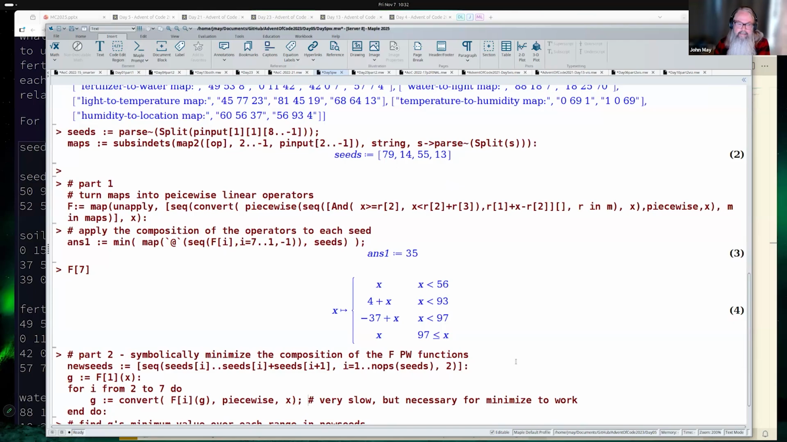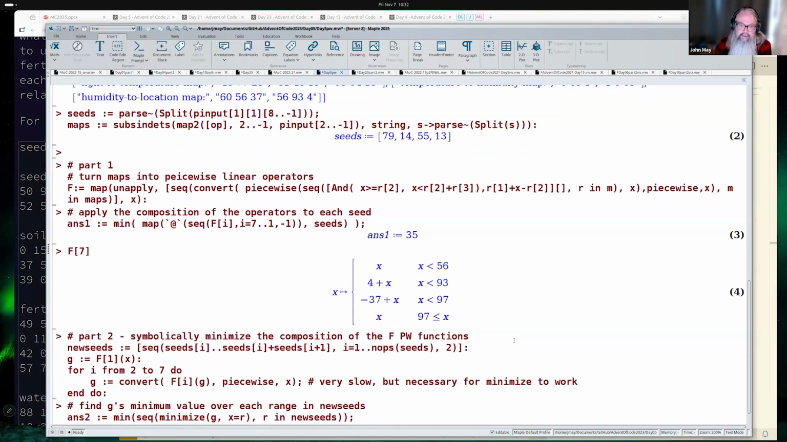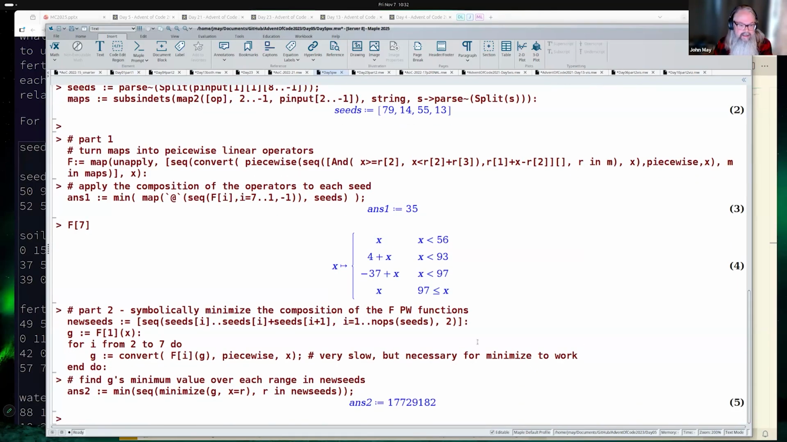But then part 2 changes it up. Now those seed inputs are changed from individual seeds to descriptions of ranges of seeds. So now you have a collection of ranges, and you want to find the minimum value achieved by that composition of piecewise functions over each of those ranges.